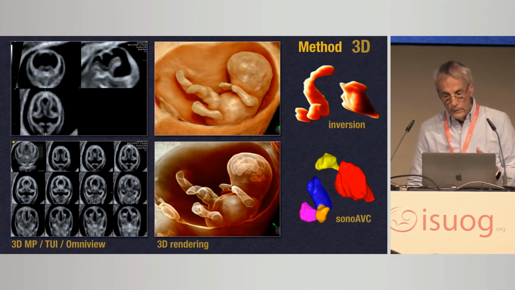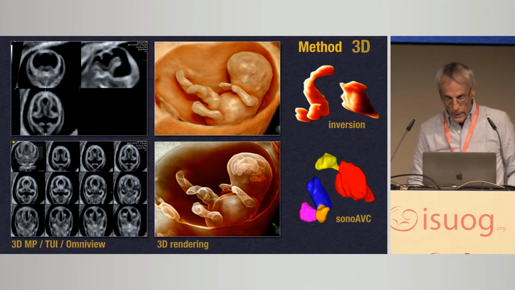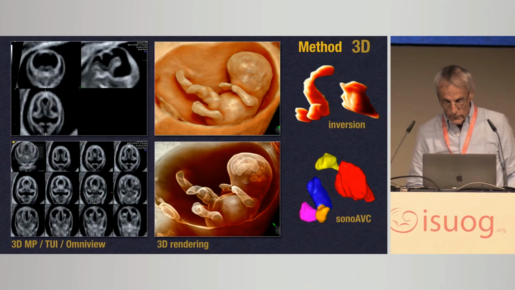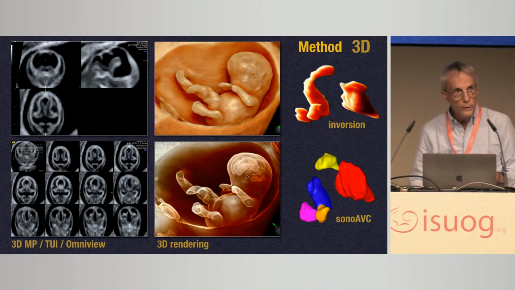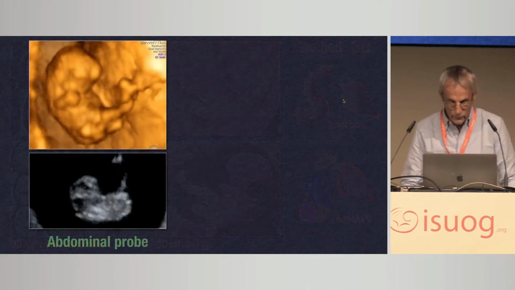And also you will see in my lecture lots of 3D rendering, and especially that one here, with this transparency mode, the name is a silhouette, we can see the liquid part inside the brain. And also you will see some picture made with inversion and with a sono AVC.